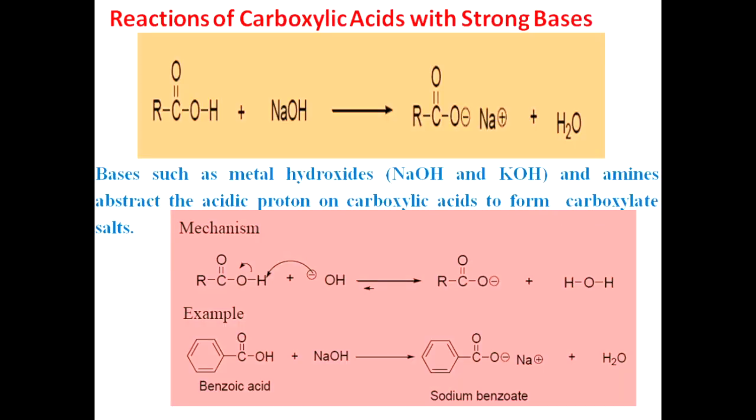Now, the reaction of carboxylic acid with strong bases like sodium hydroxide, potassium hydroxide, etc. When carboxylic acid reacts with strong bases, it forms the corresponding salts. Metal hydroxides, which act as bases, such as sodium hydroxide, potassium hydroxide, and various amines, will react with the acidic proton to form the corresponding carboxylate salts. In the example, carboxylic acid reacts with OH ion, eliminates the H and forms the carboxylate ion, which later reacts with the corresponding metal and forms the metal salt. Example: benzoic acid with sodium hydroxide gives sodium benzoate plus water.